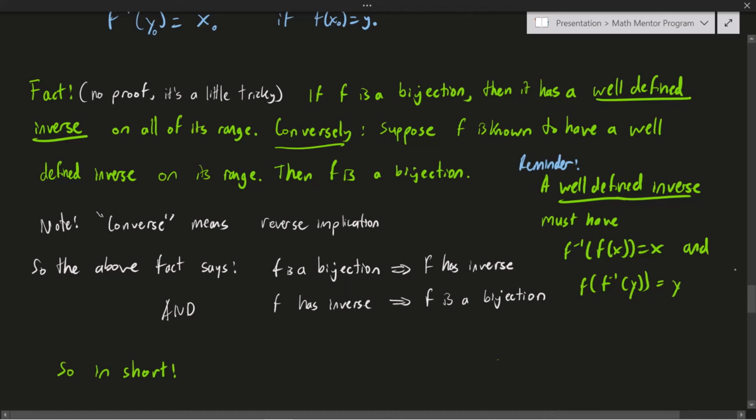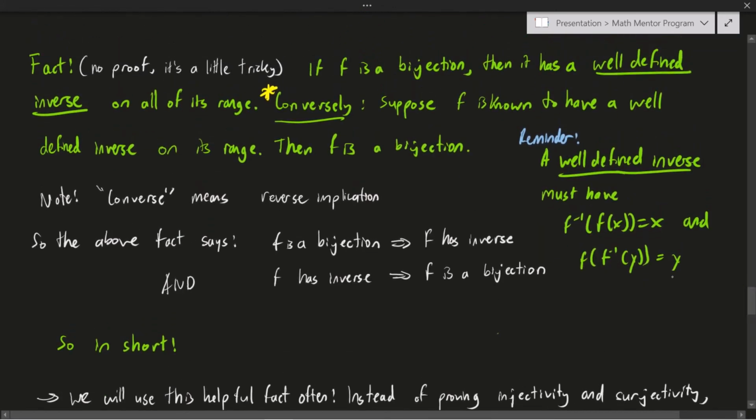Conversely, so that means going the other way around, if I know my function has a well-defined inverse on its range, then I know that my function has to be a bijection. This point over here is probably the most important part of today's lecture, because it allows us to come up with a sort of criterion for whether a function is a bijection or not. We don't even need to care about whether or not it's injective or surjective. Those things will come naturally.